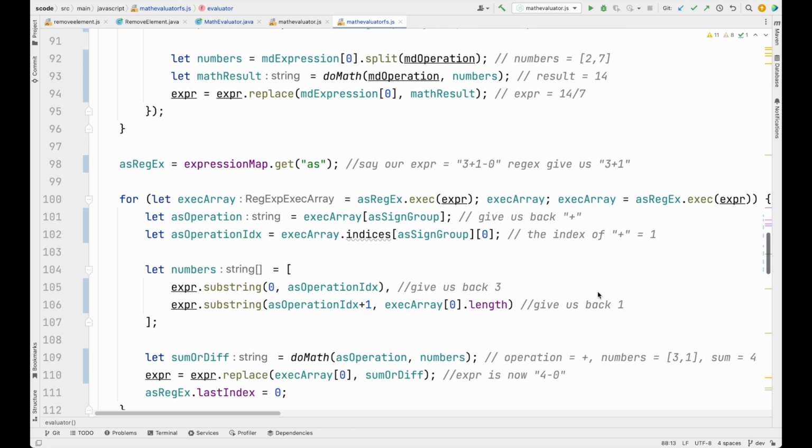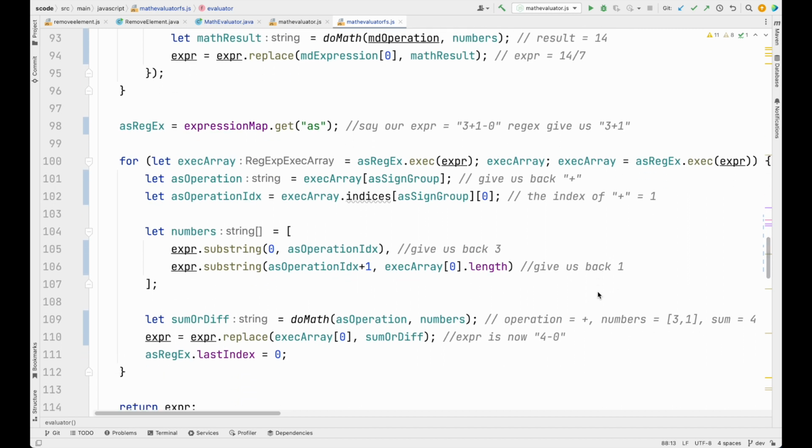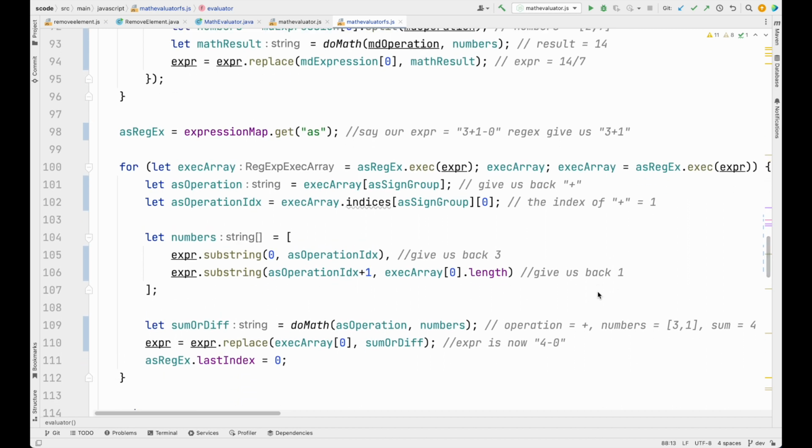So moving along, we see we have a for loop, and the reason we have this loop here is because, very similar to the multiplication and division, we're going to take an expression similar to 3 plus 1 minus 0, and we're going to break it down. So we're going to start with 3 plus 1.